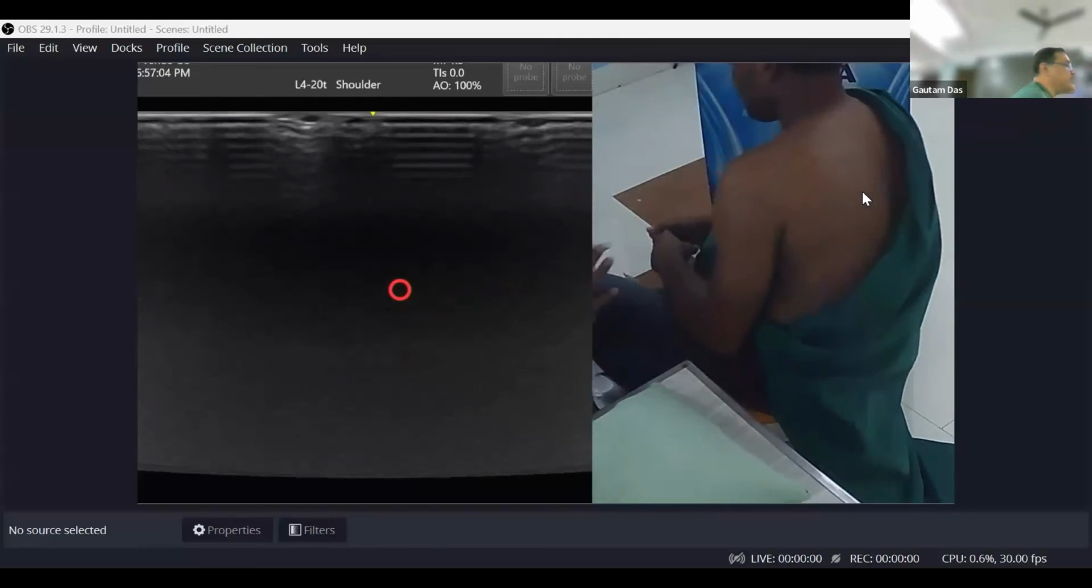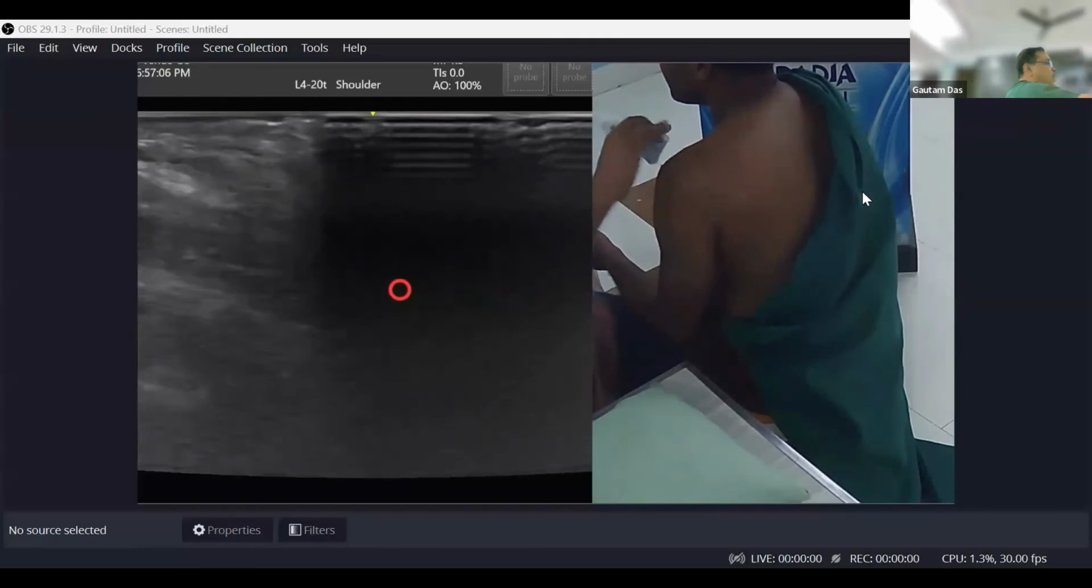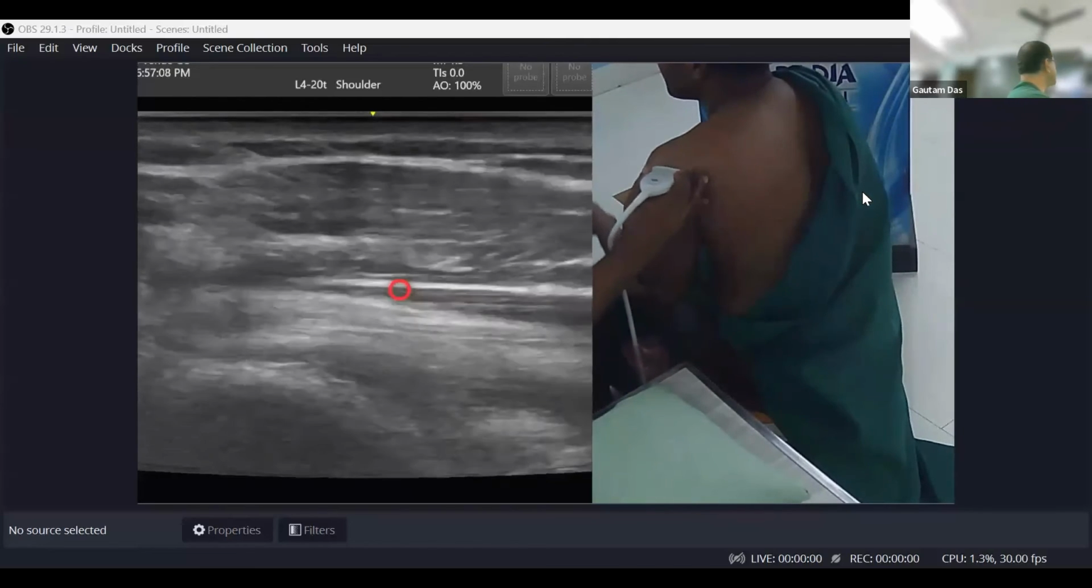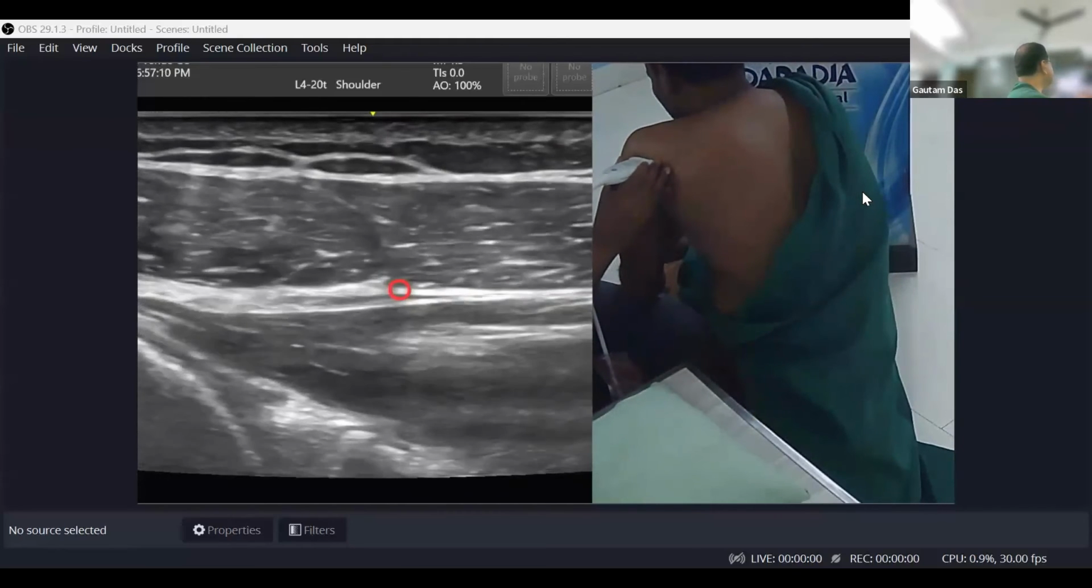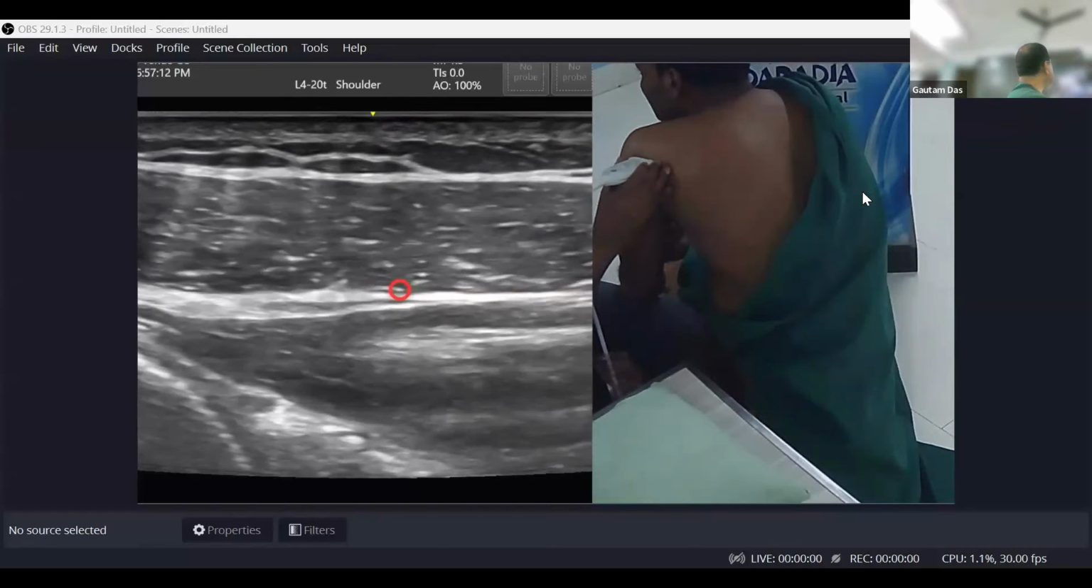Okay, intra-articular joint injection. As I told you, anteriorly you can go, and if you wish, you can go with a posterior approach. Let me increase the depth. Let me show that, because that is one of the commonest, the shoulder joint injection.